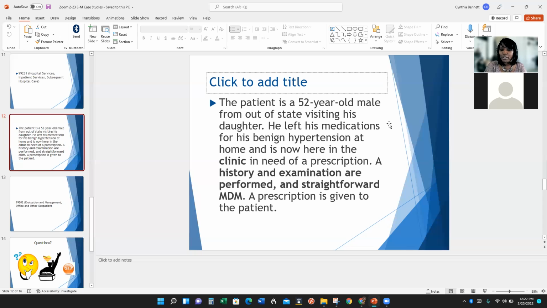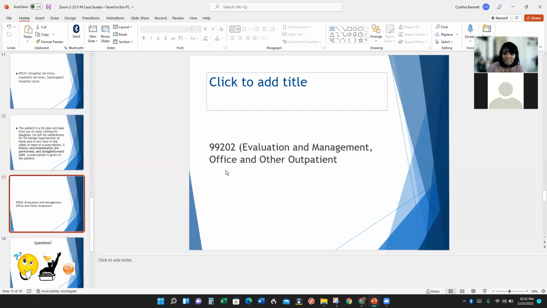So that's why we're going to go to the new patient area, because they've already told us that this patient is from out of state. When we look at the history, the exam, and the medical decision-making, we know that it's basically minimal. So because of that, we know it's going to be a level 2 visit. So we know it's new patient, level 2. That's how we come up with the 99202.